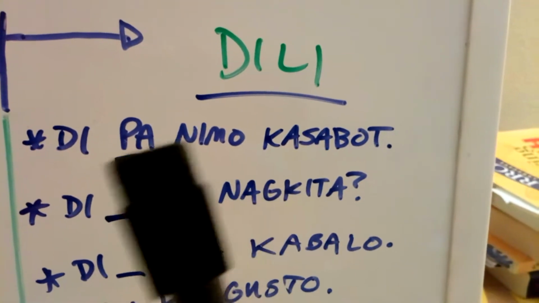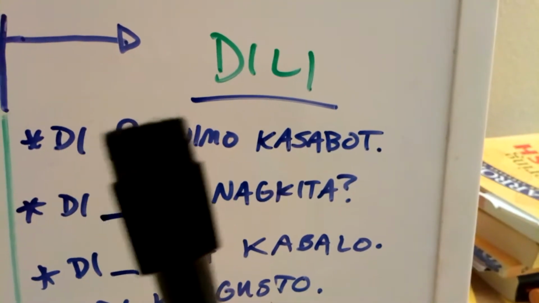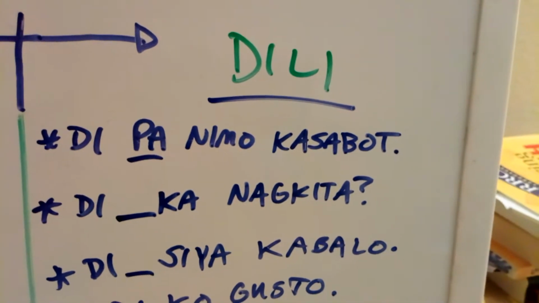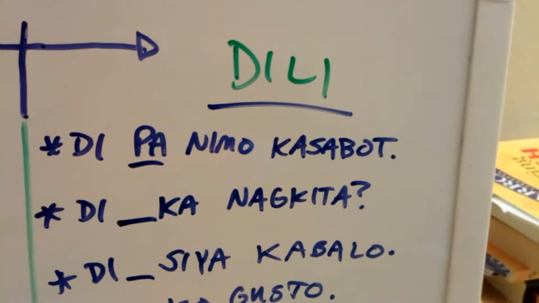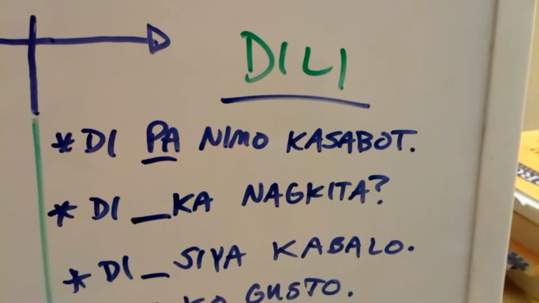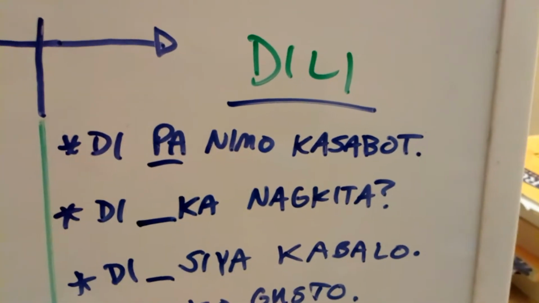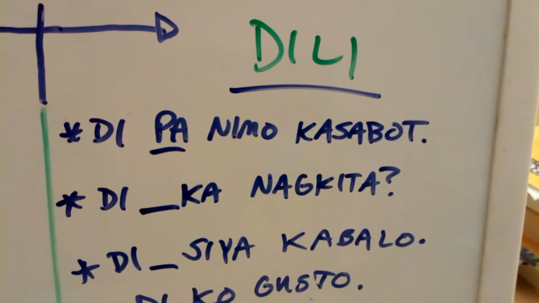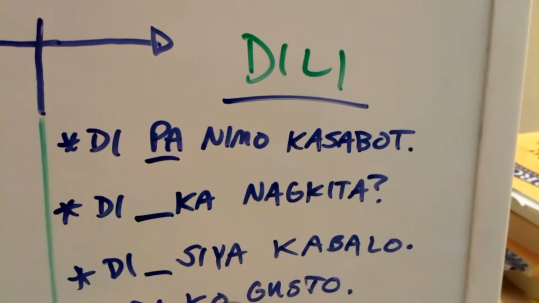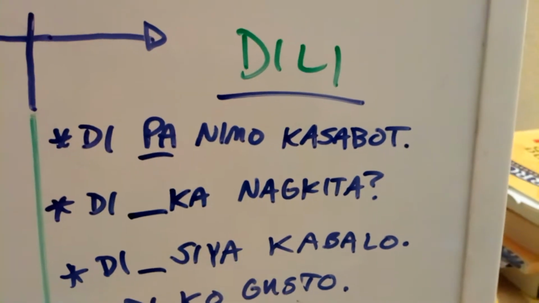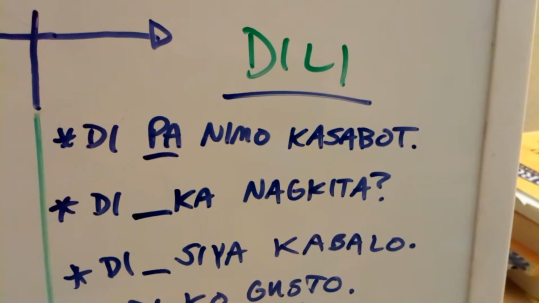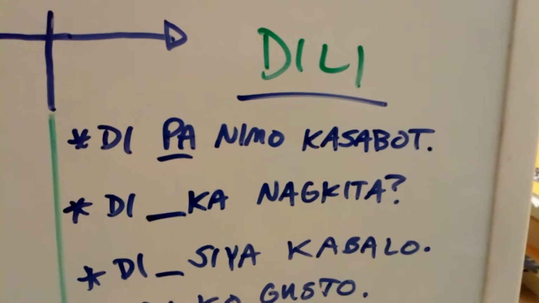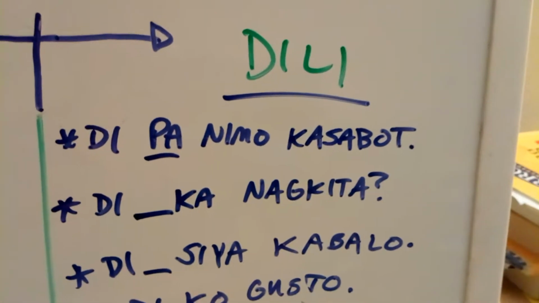Versus, if we go to the dili part, dili nimo kasabot, without the pa, it's just di nimo kasabot. It means you don't understand, like you will not understand in the incepting future. If we add pa there, it helps it to be like you don't understand yet, right? So di pa nimo kasabot, you don't understand yet.